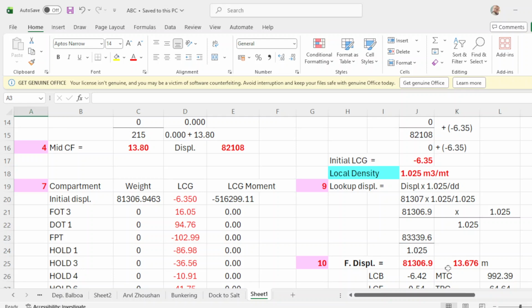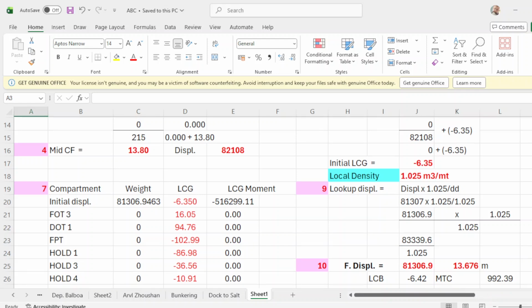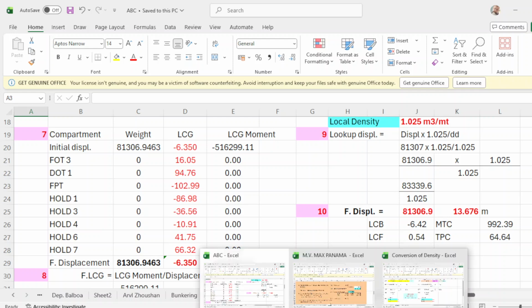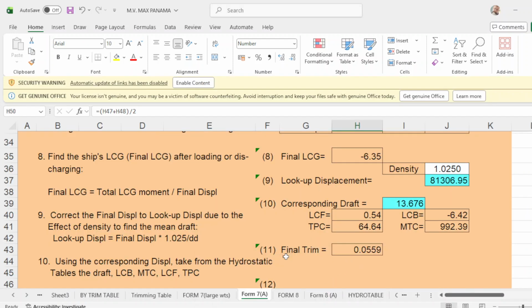And the corresponding displacement number 10 will be 13.676 draft. With this draft, what will be the corresponding LCF, LCB, TPC, and MTC?